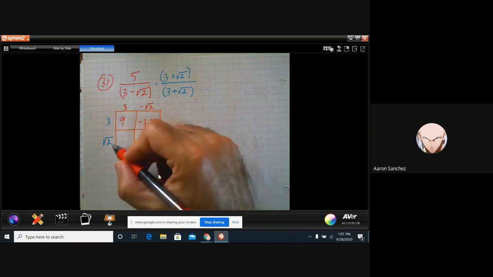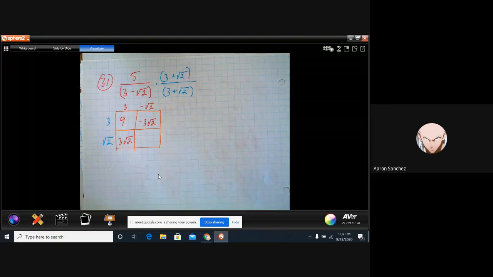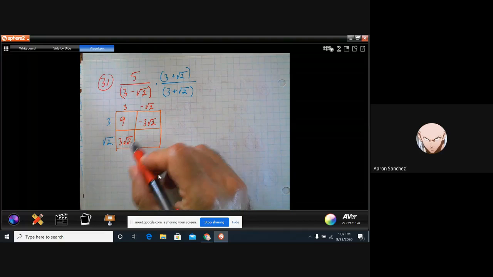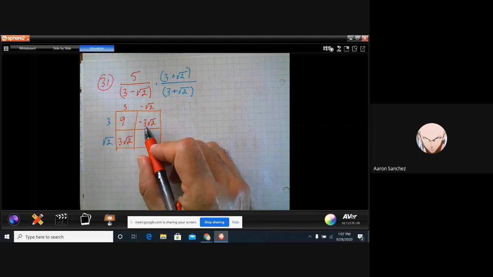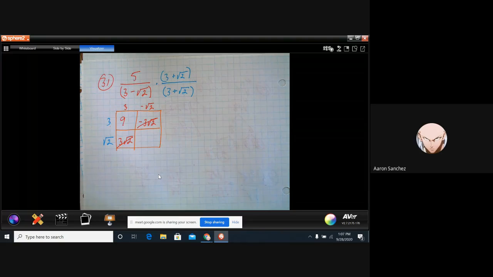Now, what's 3 times the square root of 2? It's 3 times the square root of 2. Do you guys notice anything about those two numbers? If this is positive and this is negative, 3 times square root of 2 minus 3 times square root of 2 is going to go away.